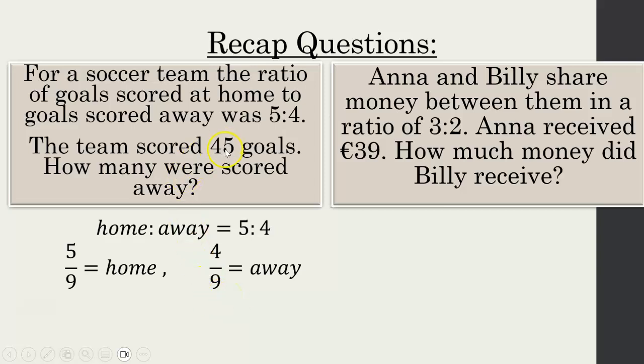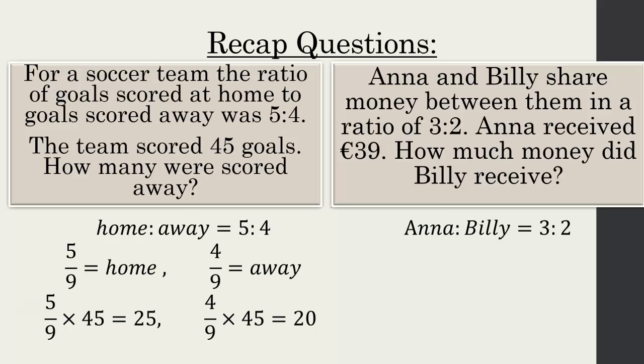Okay, so how many goals were scored altogether? There was 45. So I have to get 5/9 of 45, which is 25. So that would be the home goals. And then 4/9 of 45, well, that would be the away goals, which is 20. So the answer is 20. That's how many goals were scored away.